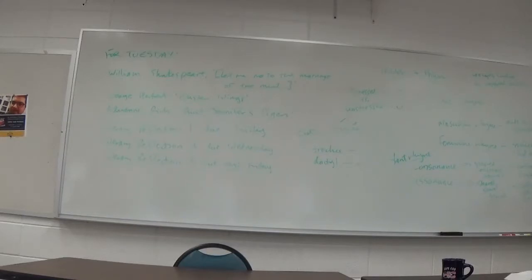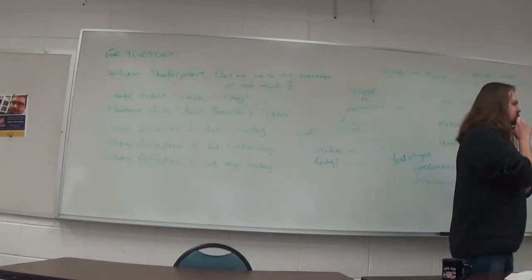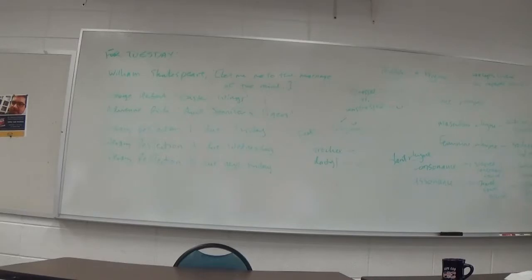Red and beg, right? That internal E sound is the same. So assonance is a repeated vowel sound. Can you have more than one of these in a poem? Oh, absolutely. You'll find these all over the place.